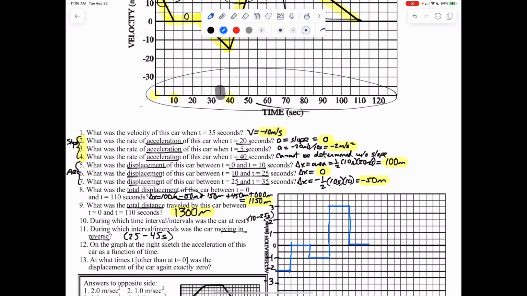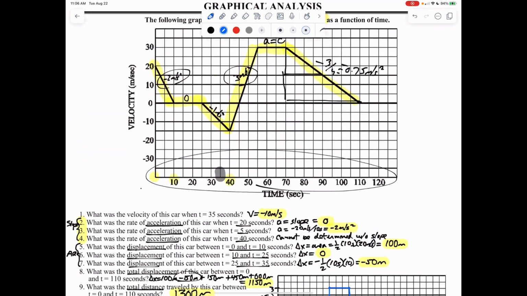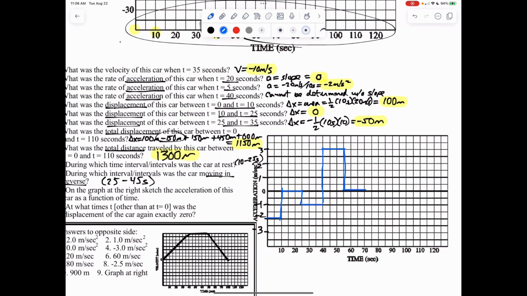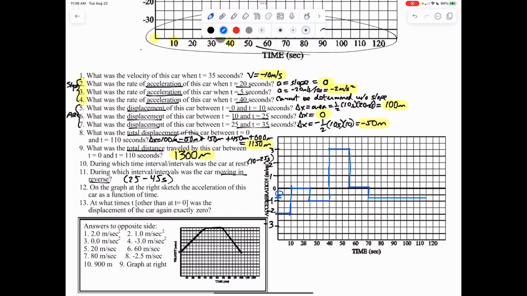And then finally, the last time until 110, we're going from 70 till 110 at negative 0.75. So you can see, if we zoom in, this is negative 1/2, negative 0.75 would be about right there. So that would be from 70 to 110, and there, ladies and gentlemen, is our acceleration time graph. That's part 12, sketching that on this graph right here.